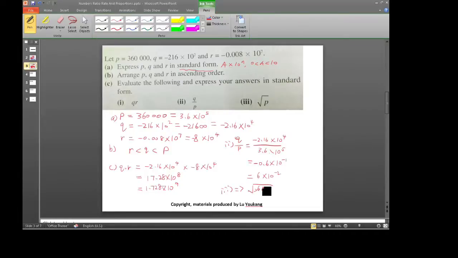So part 3, we are asked to find the square root of P, and you can see that the square root of 36 and 4 zeros equals to 600, and 600 is 6 times 10 to the power 2 in standard form.